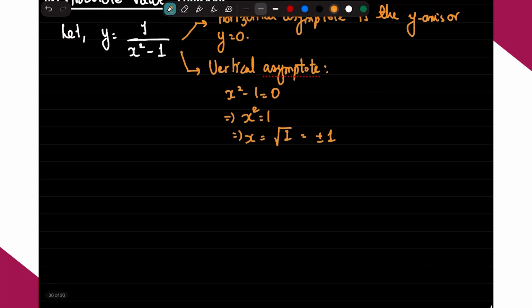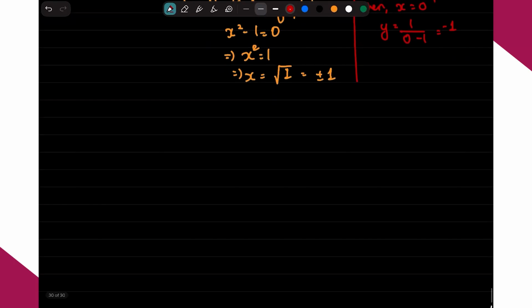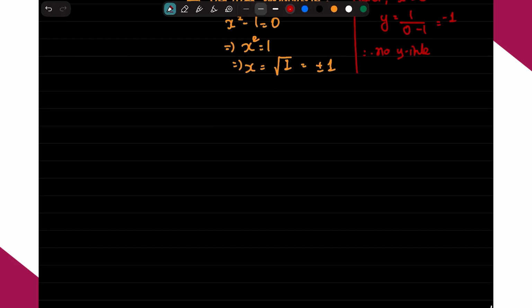Then we need to find out turning points of the function. Okay, so we also want to find out intersecting points. So let's go ahead and do that. So you've got intersecting points, whatever it is. So let's say x equals 0. So y is equal to 1 over 0 minus 1. So y is equal to negative 1. So that could be a point. But then the thing is, the y-axis is the horizontal asymptote. That means we have no y intersections.